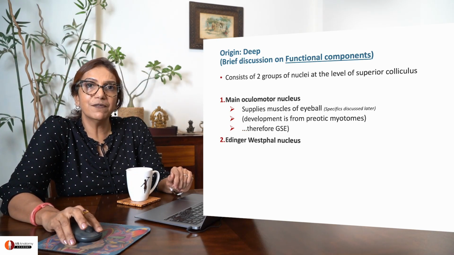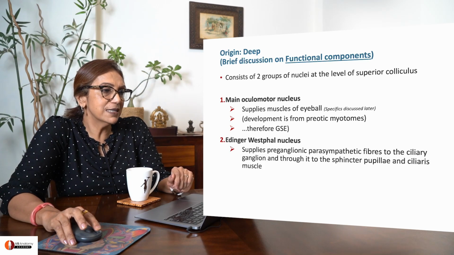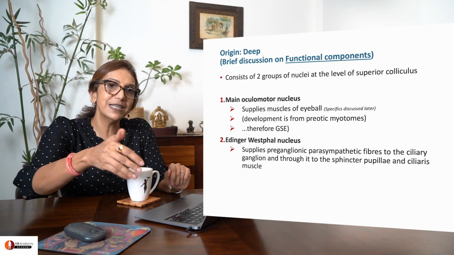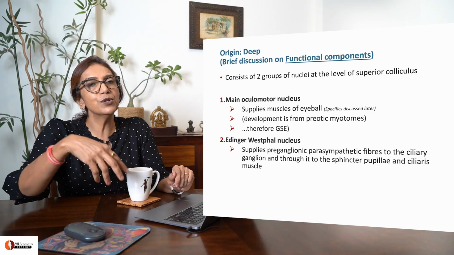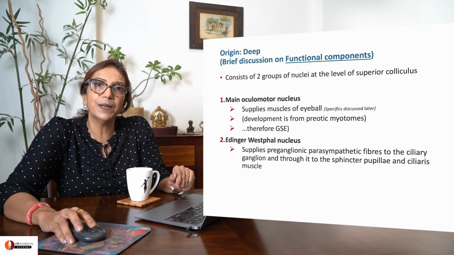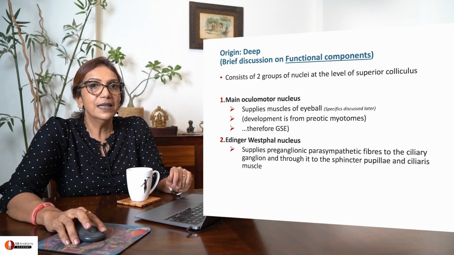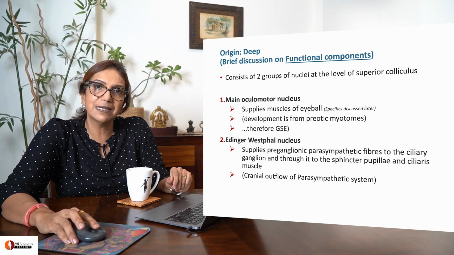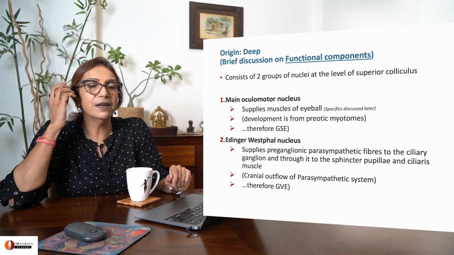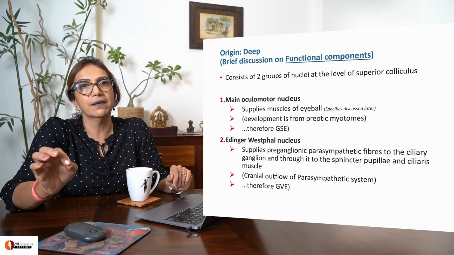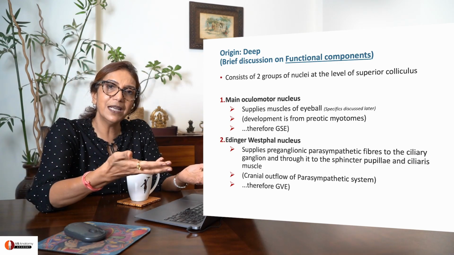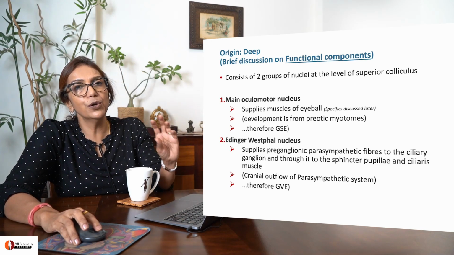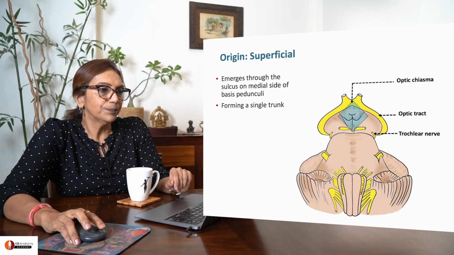What about the Edinger-Westphal nucleus? Fibers of this consist of preganglionic parasympathetic fibers going to the ciliary ganglion. From there, postganglionic fibers go to the sphincter pupillae and ciliaris muscle. This actually is the cranial outflow of the parasympathetic system. Therefore, we call it a general visceral efferent. So general somatic efferent and general visceral efferent are the functional components of your oculomotor nerve.